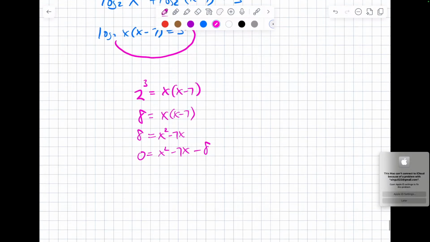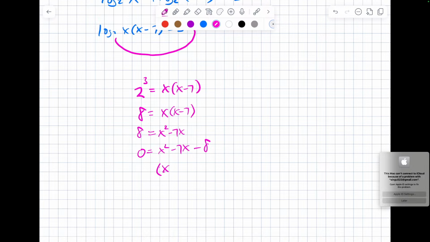Now I can factor to solve this. So it will be x minus what? 8 and x plus 1, right? So x minus 8 equal to 0, x equal to 8. x plus 1 equal to 0, x equal to negative 1.